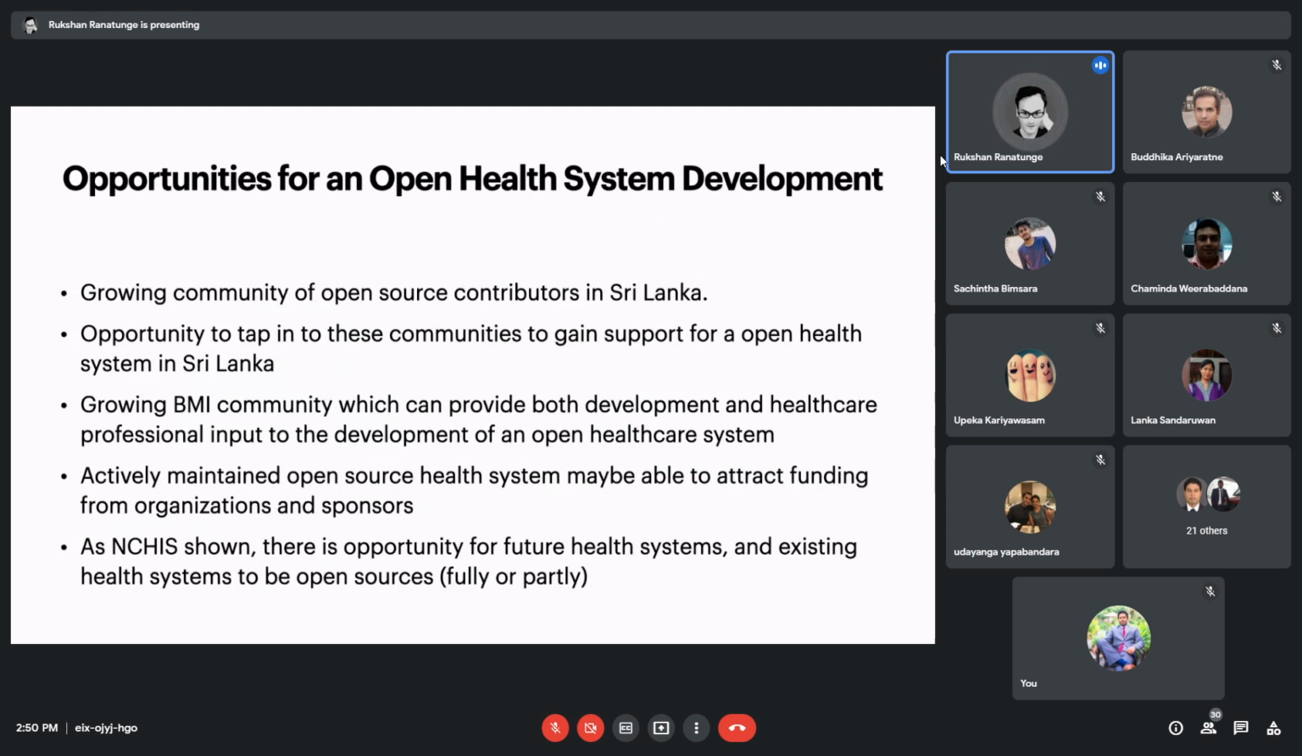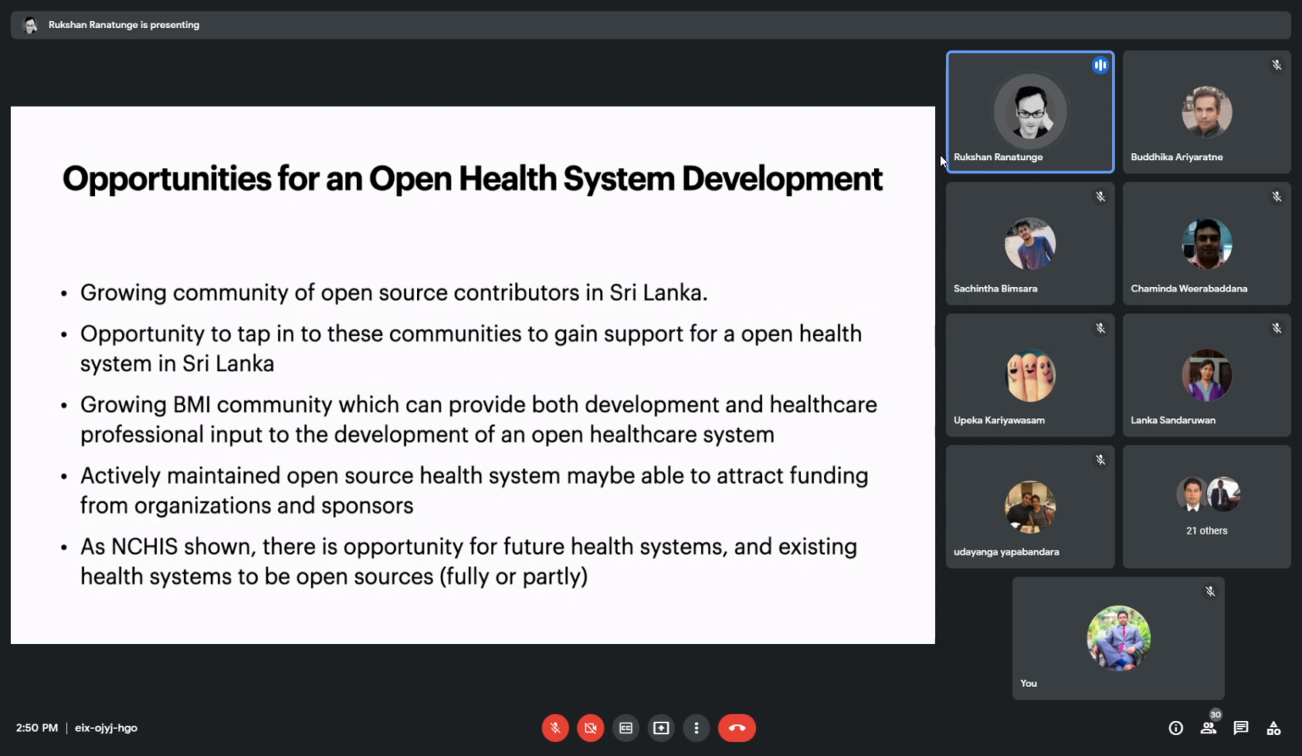When it comes to opportunities, if you are building an open health information system, these are some of the opportunities that you have. There's a growing open source community in Sri Lanka. You can tap into these communities to gain support. You can communicate with them, ask for their support, and they will be more than happy to contribute to your open source project.